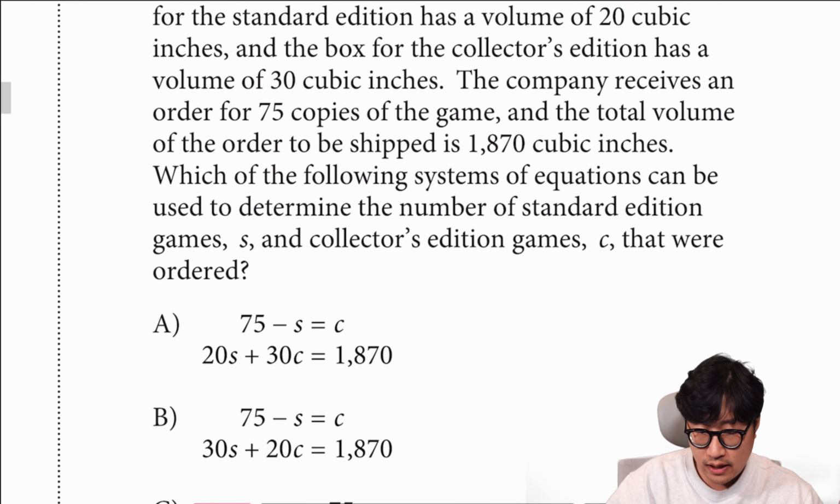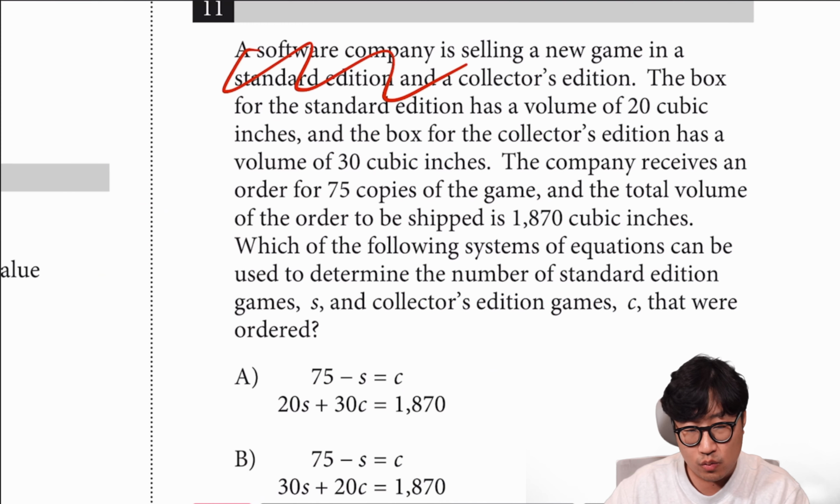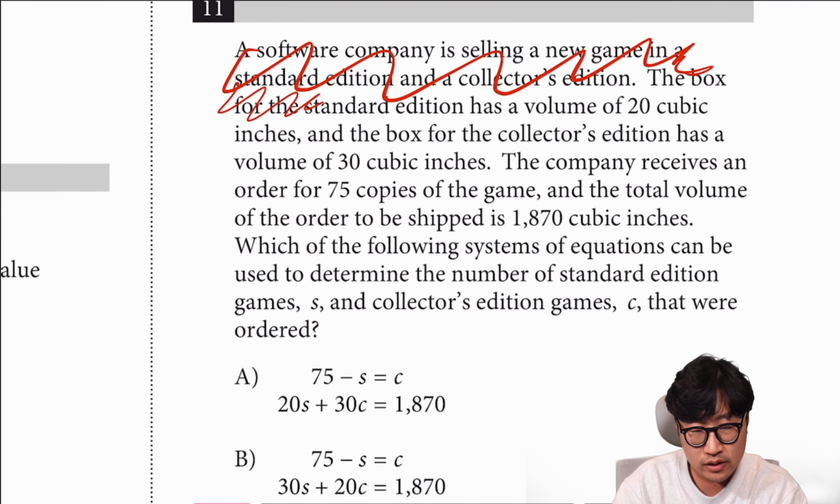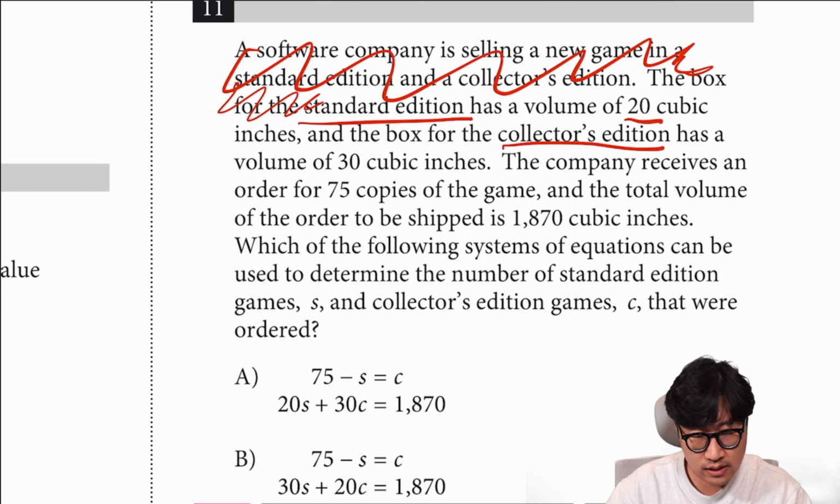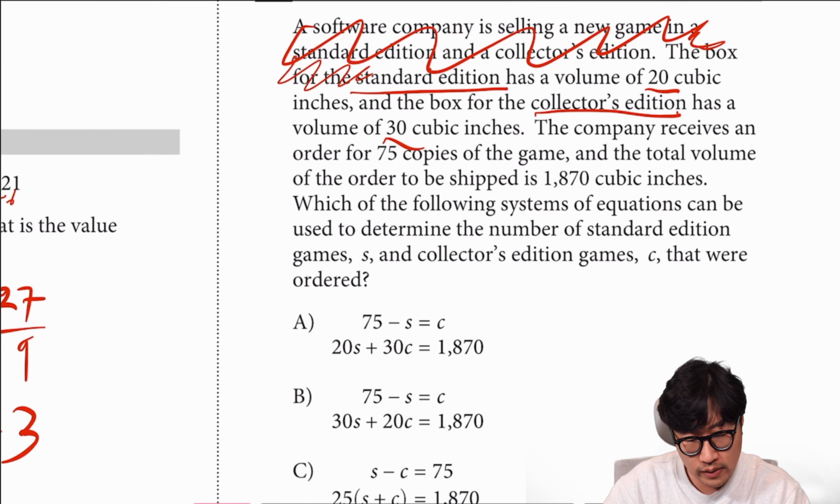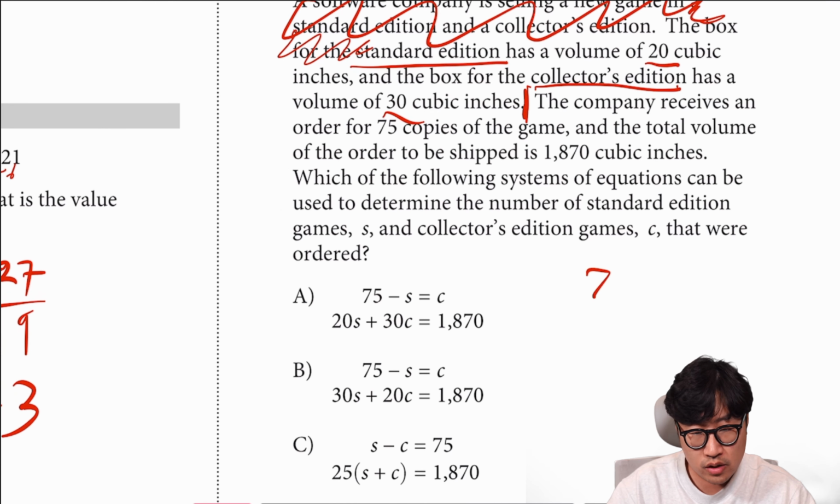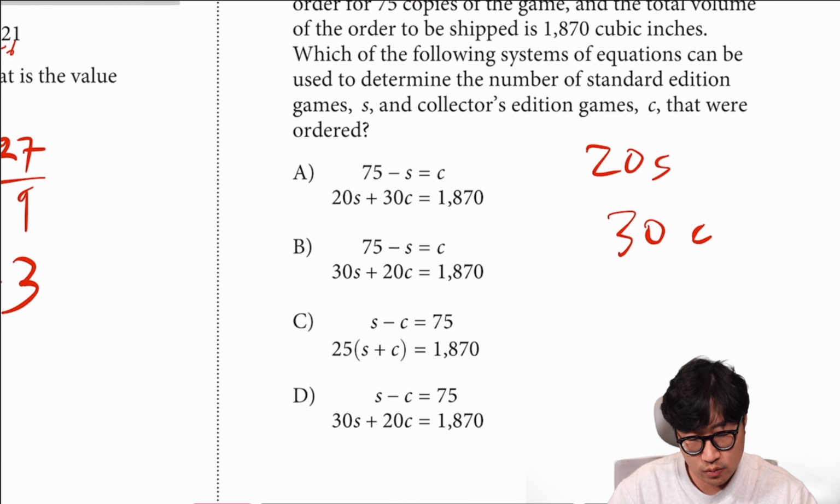Next, number 11, software. Yeah, that's way too long. I don't want to read all this. It says standard editions got 20, whatever that means. And then the collector's edition has 30. All right, so something about that. So 20 is for standard and 30 is for collector. So something to do with that.